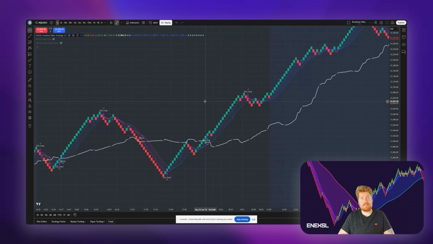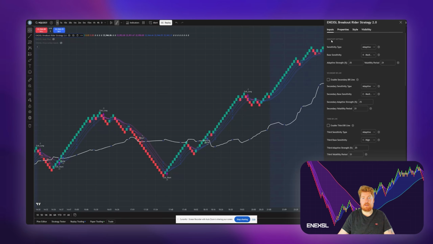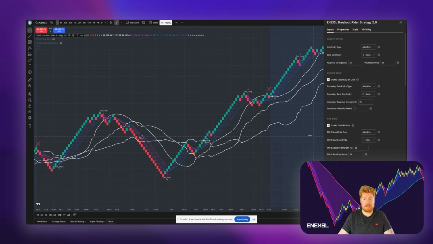Now, if we go into Breakout Rider 2.0, we can see the area where we can add our multiple Breakout Rider lines. Our original sensitivity setting on here is a medium 4 adaptive, so we can see nice entries, long and short, going through the chart here. And if I continue to add these multiple Breakout Rider lines, we can see that this actually changes our entries and gives us a little bit more options for potential looks further up. As we can see, we've added a nice long here that didn't exist prior to the adaptive 1 being added.